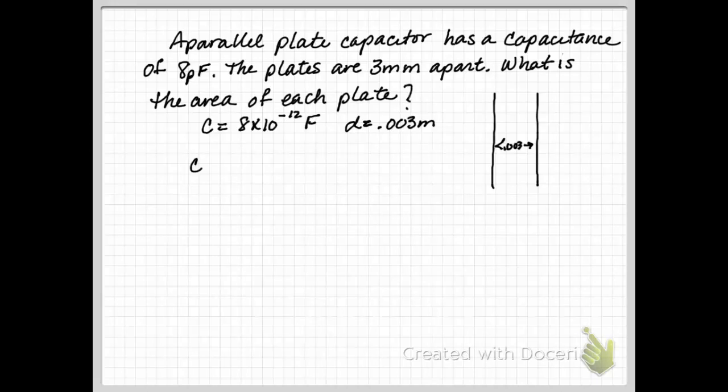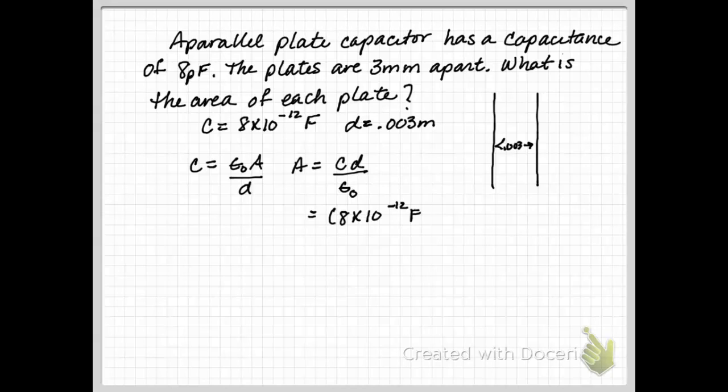And the question is, what's the area of each plate? And so we have the equation. The capacitance is epsilon naught A over D. And if we rearrange that, area is the capacitance times the distance divided by epsilon naught. Substitute all the goodies in here. 8 times 10 to the minus 12 farads. Our distance in meters.